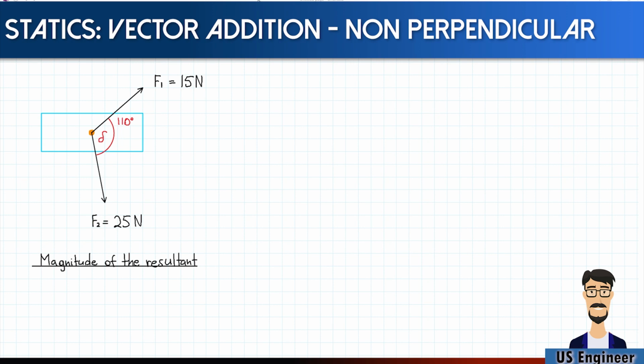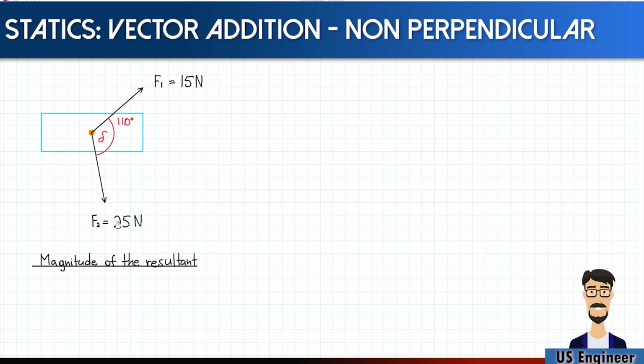I have two forces, F1 and F2, and these two forces are no longer perpendicular to each other. In other words, the angle between them is no longer 90 degrees as in the previous video. Instead, the angle is 110 degrees, and I'm denoting that angle as delta. Now, F1 is 15 Newton and F2 is 25 Newton.